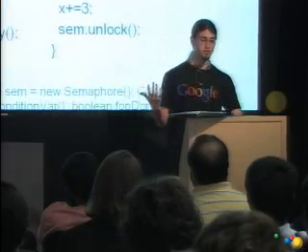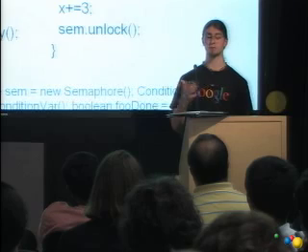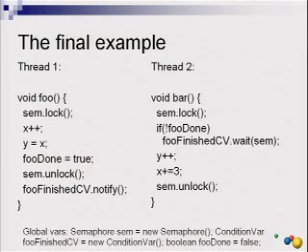So to complete the story with the example, if we want foo to finish before bar, we would have to introduce two new variables, a Boolean that we call foo is done, and a condition variable that's called foo is finished CV. The reason we need both of these is because notifications are one-shot objects. If nobody is waiting, then the notification just sort of goes to nowhere, and you won't be able to realize that it happened.